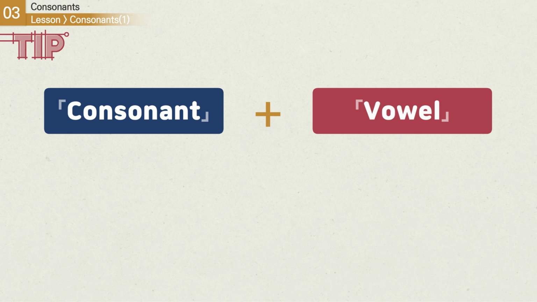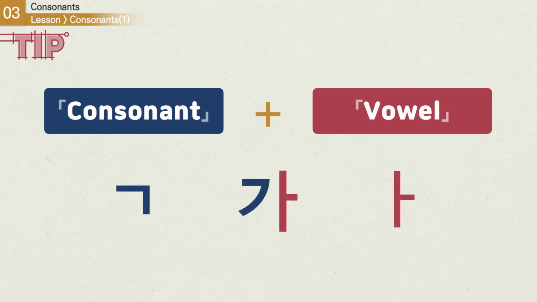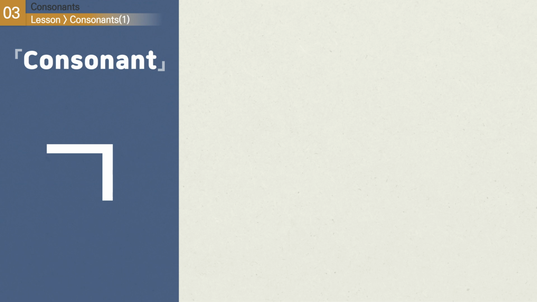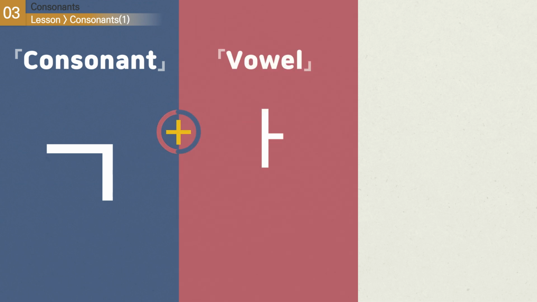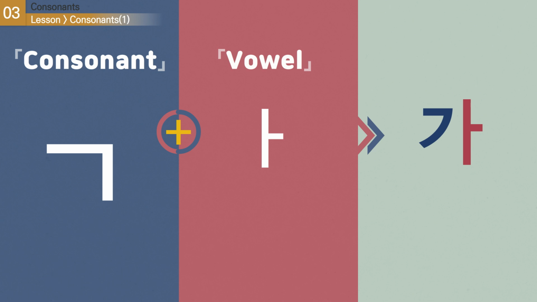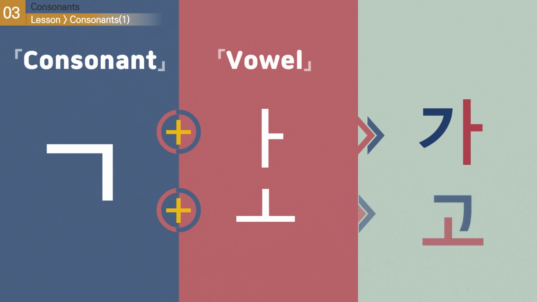Hangul is made up of both consonants and vowels, but the vowels can be pronounced on their own, while the consonants cannot. That is why, when writing consonants, we always include a vowel. Now, let's see how we can combine consonants and vowels. If we combine the consonant kiok and vowel a, it makes the syllable ka. And if we combine the consonant kiok and vowel o, it makes ko.